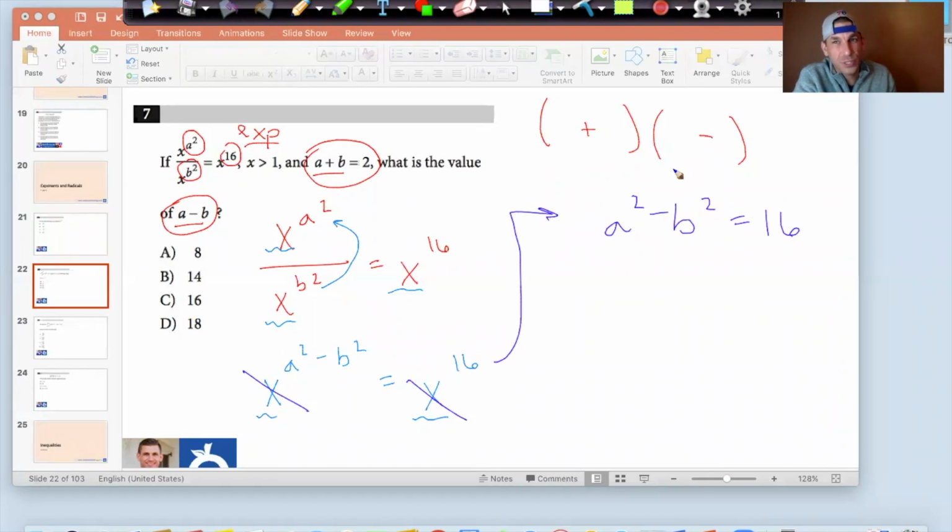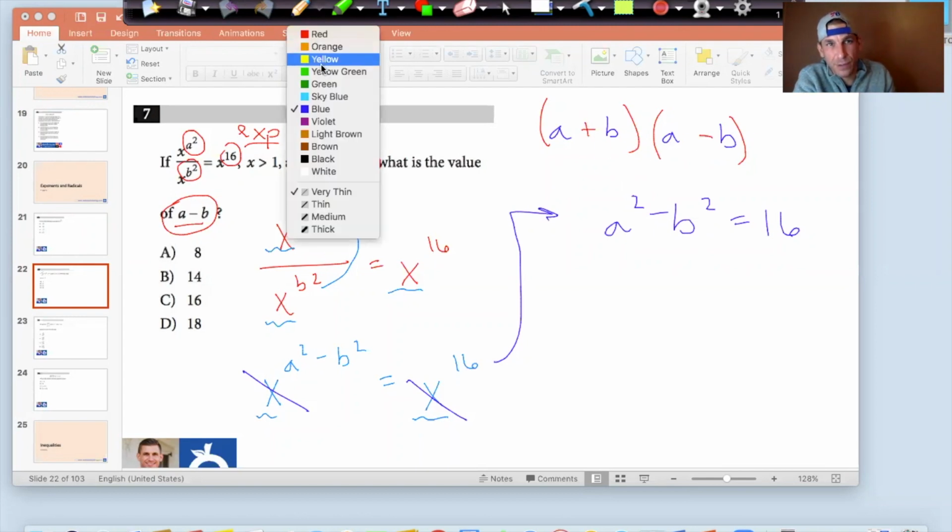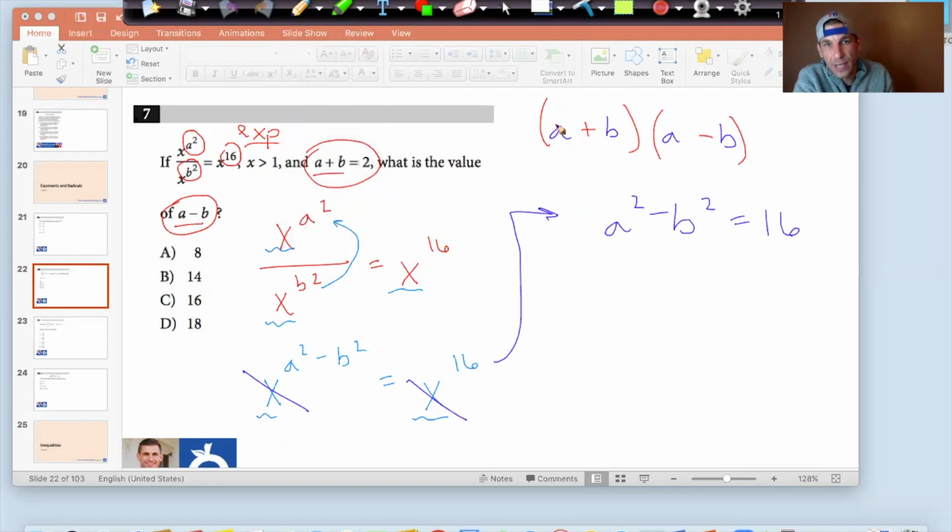But here's what you want to think about. What is the relationship of a plus b and a minus b? If I were to take the time to FOIL this out, a times a gives me a squared. A times minus b gives me minus ab. B times a gives me plus ab. And then b times minus b gives me minus b squared. Well, what would you know? That is what the difference of squares is. You're getting rid of your middle term. So this simplifies to a squared minus b squared, which is, ta-da, exactly what I have.